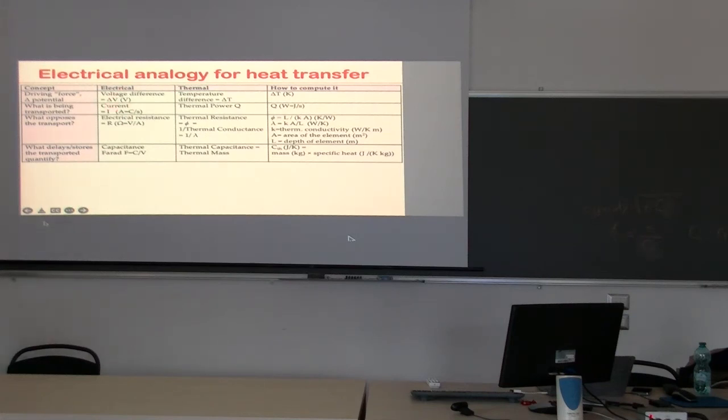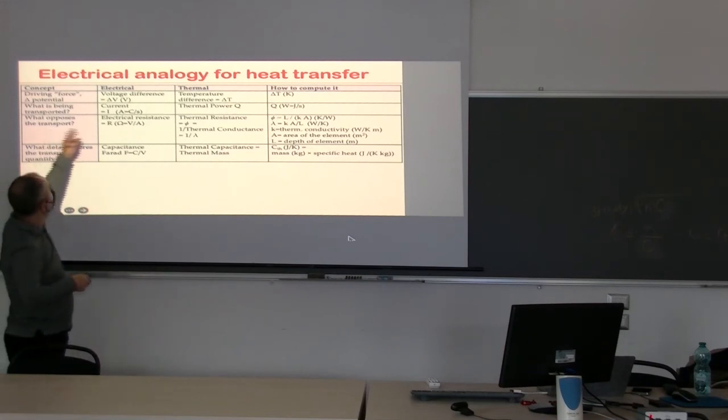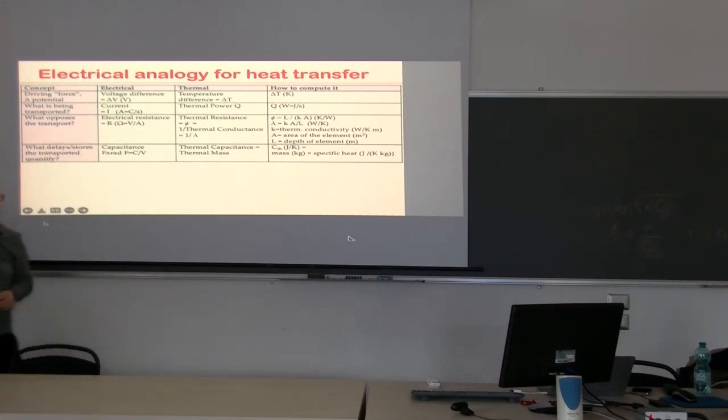Now, you have something driving the flow and something flowing, and how much flow you're going to get depends on what opposes the transport. So the resistance to electric transfer of this wire, and resistance we typically express in ohm, which is basically volt per ampere. So the current is going to be basically the voltage divided by the resistance.